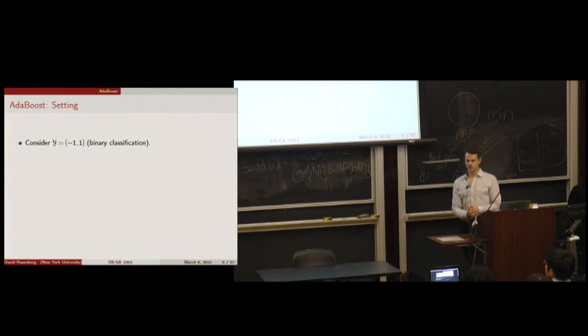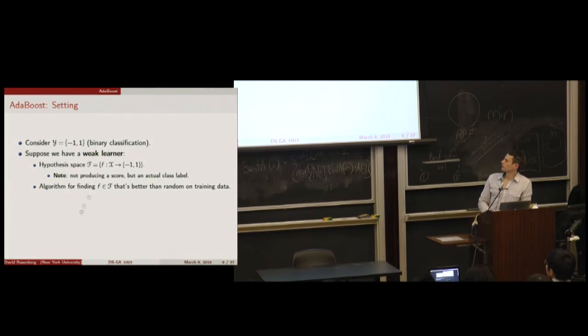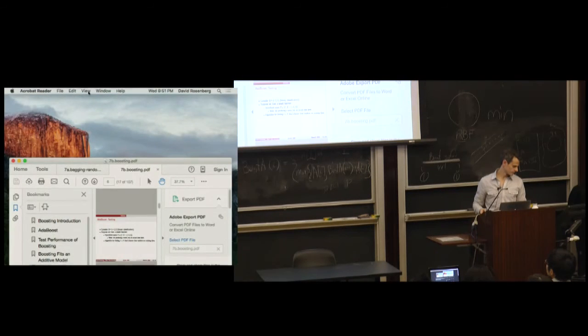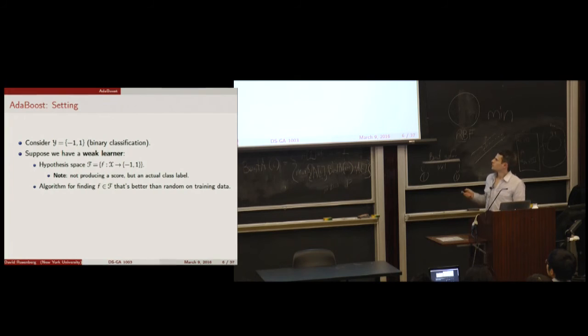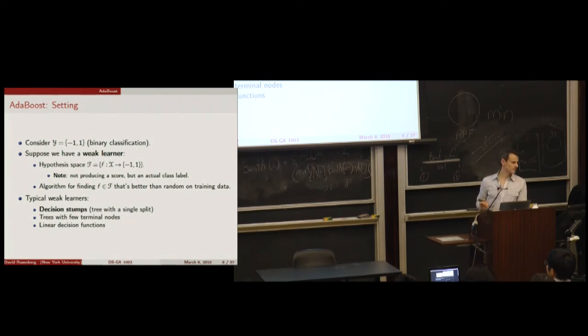So AdaBoost setting, we're in the classification setting, -1 and 1. And we suppose we have a weak learner. Suppose we have an algorithm for taking some data and producing a classifier that's better than 50% performance. So in practice, what we're typically using are things like decision stumps. A decision stump is a tree with only a root node. All right? So it's like a split of the data on one feature. Or maybe a shallow tree would be another typical weak learner. A linear decision boundary, another typical. So those are typical weak learners.